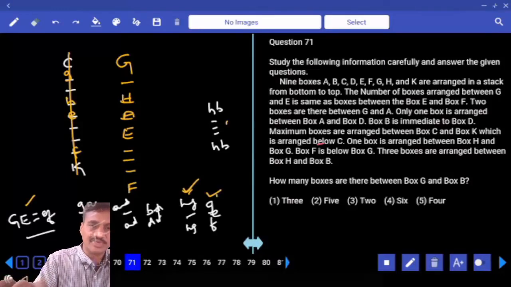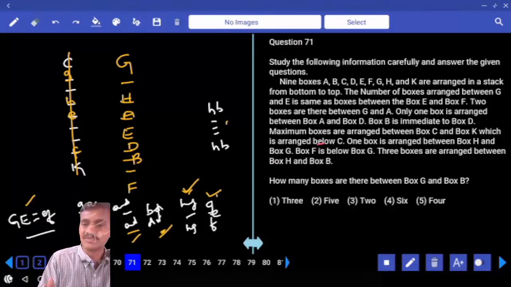And next one, between H and B there must be exactly 3. Hence B must be somewhere here. H and B is fine. Now B is at this place and in between A and D there must be exactly 1. Hence G and A there are 2, so A and D and B and D are adjacent to each other. So if D is here, there must be one person between A and D. A and D and B and D are adjacent to each other.